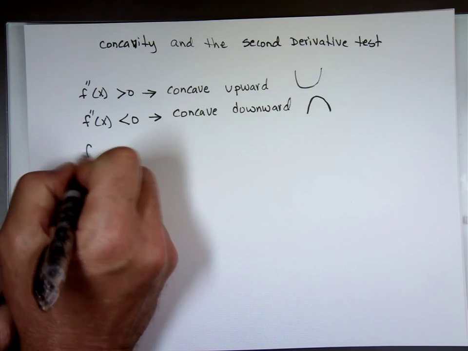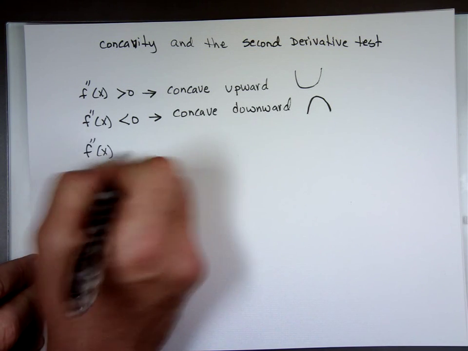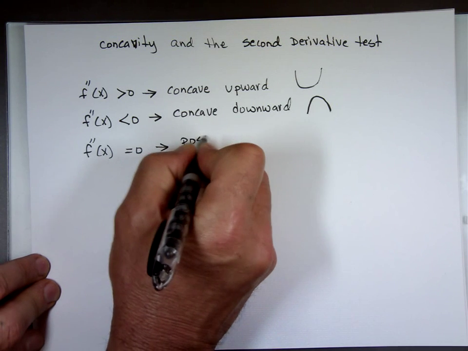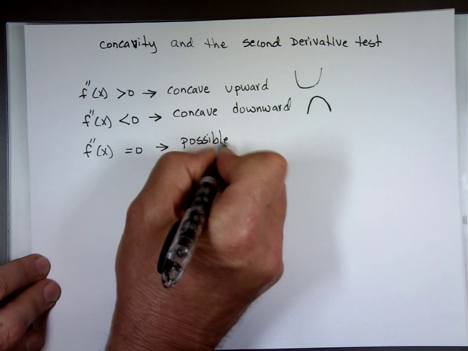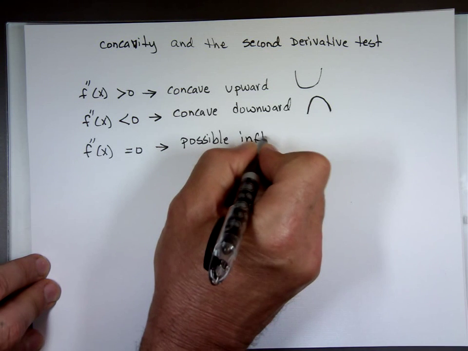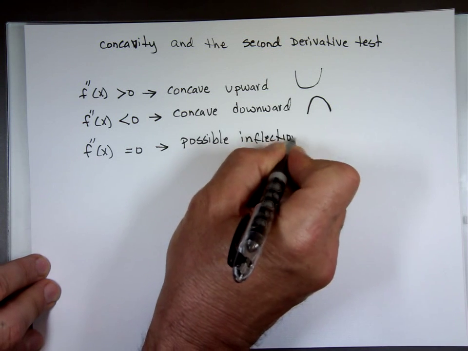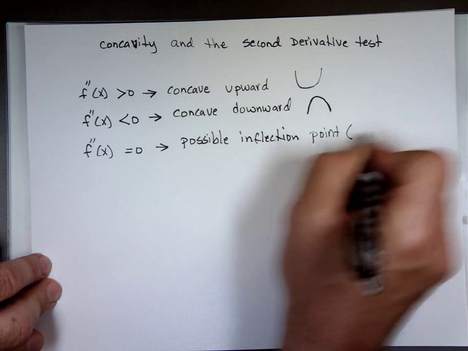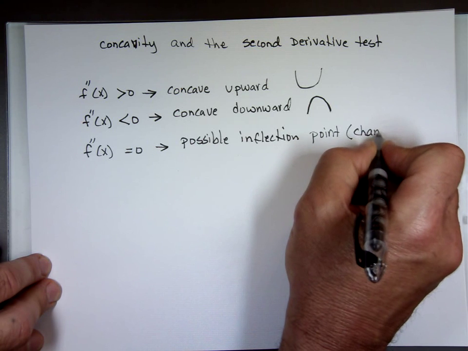And if the second derivative is equal to 0, that's your possible inflection point. What's an inflection point? That's what we know as change of concavity.